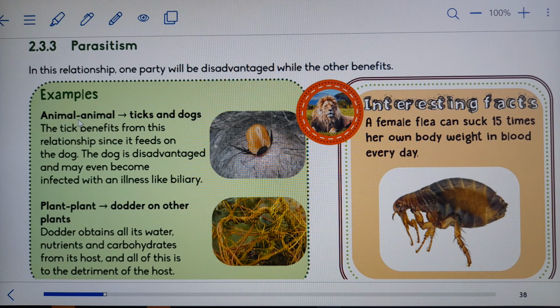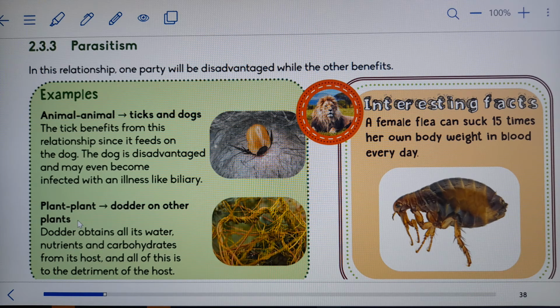First one, animal to animal. Ticks and dogs, for example. The tick benefits from this relationship since it feeds on the dog. The dog is disadvantaged and may even become infected with an illness like biliary. Okay, so yeah, this is not good.